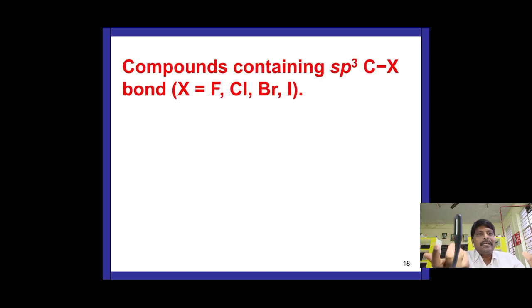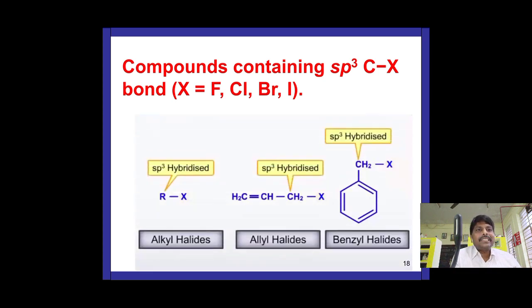Next one is based on hybridization. Compounds containing sp3 carbon X bond. So that means the halogen atom is attached to a carbon which undergoes sp3 hybridization. You can see in this category 3 types of halides are there: alkyl halides, allyl halides, benzyl halides.